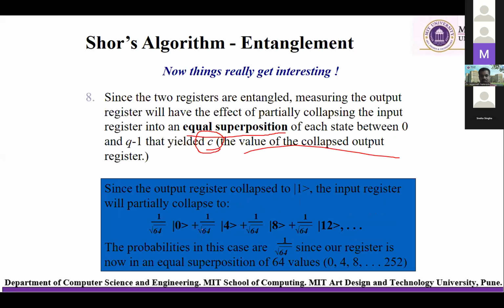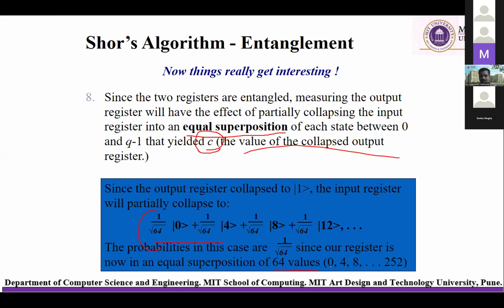Actually, there is a period of 4 numbers we have identified. Because of that, we are considering 0, 4, 8, 12, 16, then 20. In this way, these numbers we can consider, and we can calculate what the input register collapses to using this formula. The probabilities in this case are 1 by 64, since our register is now in an equal superposition of the 64 values.